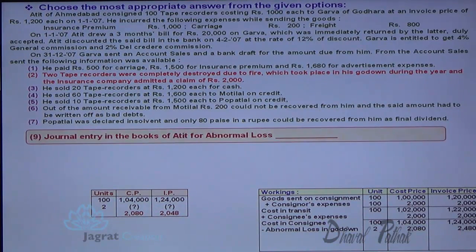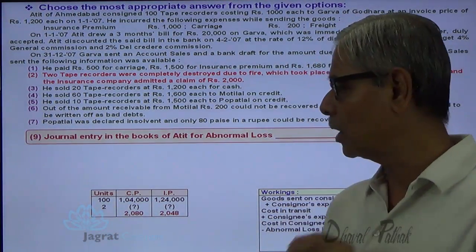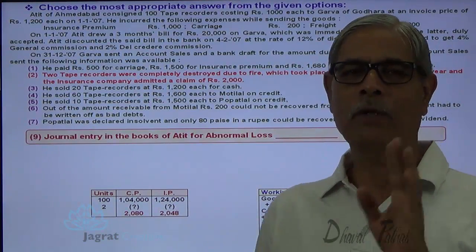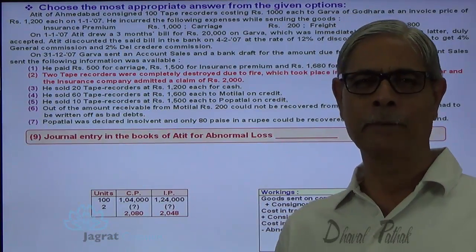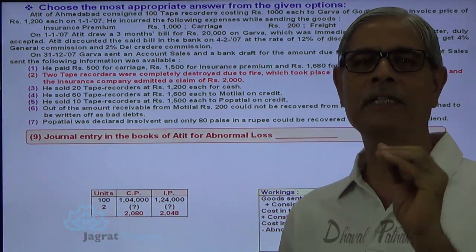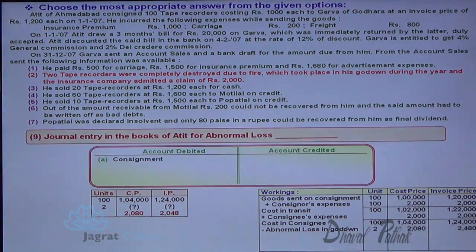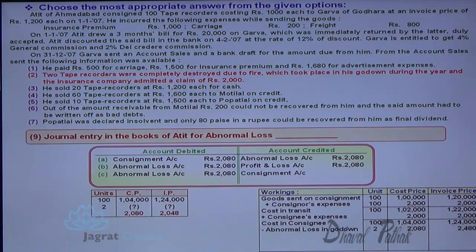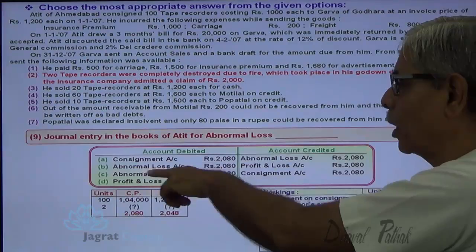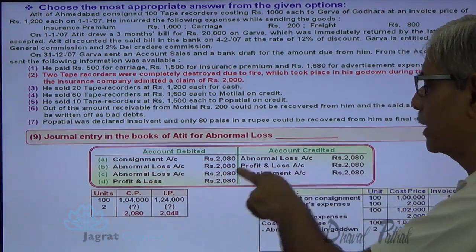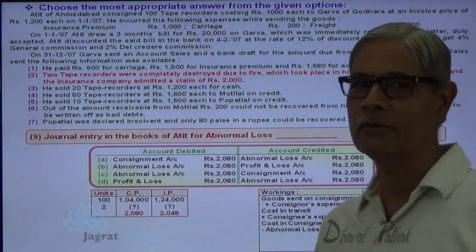Now next, journal entry in the books of Atit for abnormal loss. The abnormal loss that has occurred is 2080. What is the journal entry for abnormal loss? The journal entry for abnormal loss only, without considering the amount to be received from the insurance company. The normal entry for abnormal loss. These are the options given to you: consignment account debit to abnormal loss account credit; abnormal loss account debit to profit and loss account; abnormal loss account debit to consignment account; and profit and loss account debit to abnormal loss account.